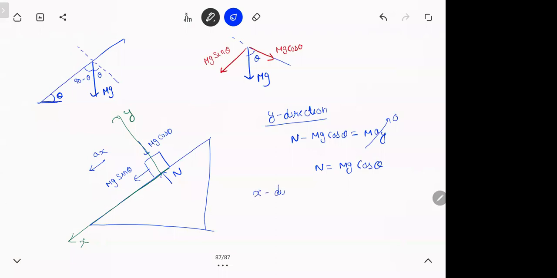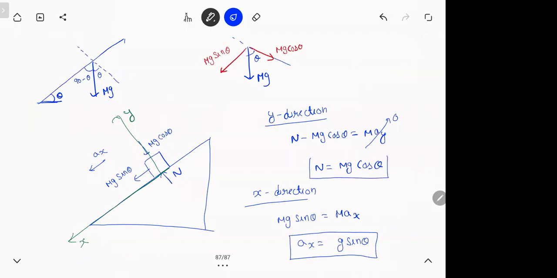If you write it in the x direction, there is only one force, mg sin theta, which is mass into acceleration. So we get acceleration is g sin theta. This is a good result to remember. But remember, you can use it only when one block is there on an incline and sliding. If you keep strings and all, the whole thing will change. So the block will slide down with an acceleration g sin theta, and the normal reaction is mg cos theta.